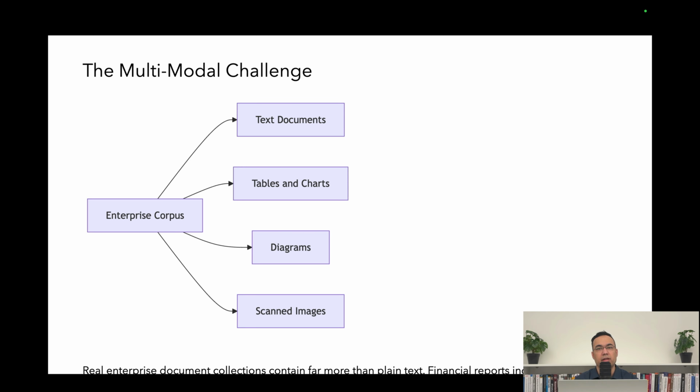The V1 pipeline extracts the text and discards the visual information. Tables become garbled lines and rows that cannot be properly read. Charts become disconnected labels and diagrams disappear entirely. So now multimodal RAG integrates visual understanding into the retrieval and generation pipeline.